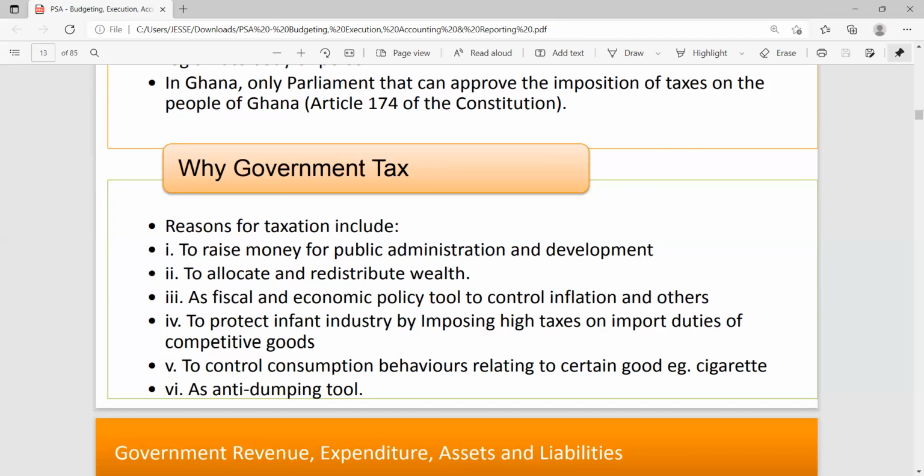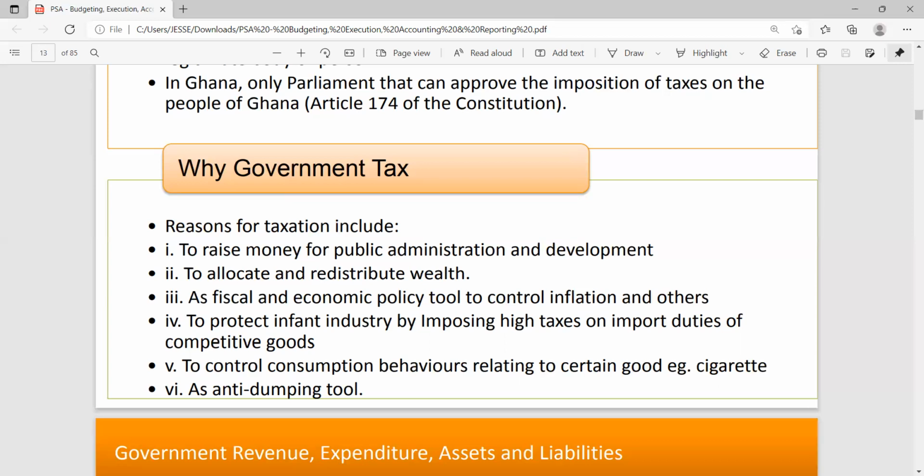So you can also use taxation to confront inflation, to protect infant industries by imposing high taxes on import duties of competitive goods. So you can also use taxation to protect your industry, right? So it has a protective effect. So you tax very high on import duties in order to protect small industries and small businesses that are beginning to find their feet in the economy.